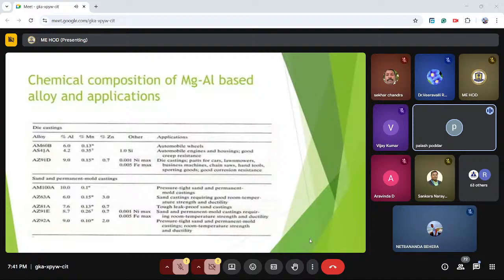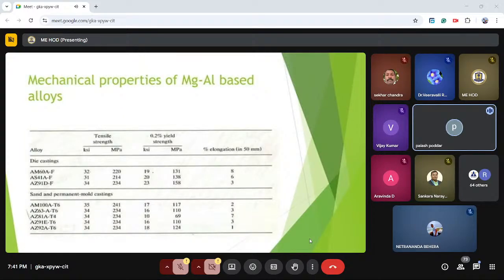Several permanent casting alloys are also AZ81, AZ91, and AZ92A. Their applications include automobile wheels, automobile housings, refrigerator parts, and parts for cars. Sand and permanent mold castings requiring good room temperature strength and ductility.